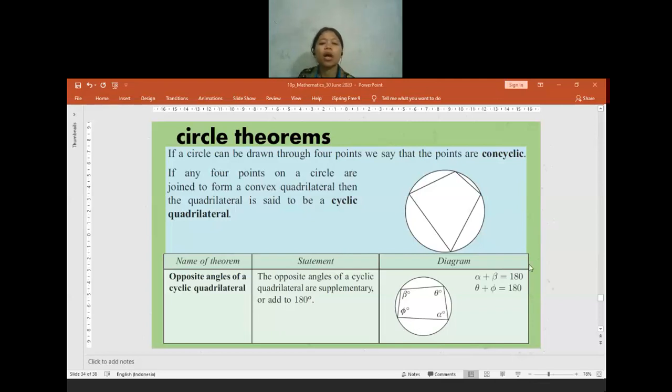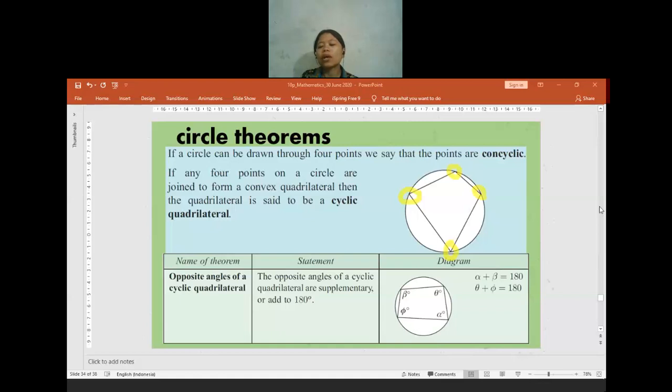Okay. Now we'll continue to the cyclic quadrilateral. What is a cyclic quadrilateral? A cyclic quadrilateral is any four-sided shape as long as all the vertices, or corners, touch the circle. As you can see, this diagram has four corners and all of the corners are touching the circle. That is what we call a cyclic quadrilateral.